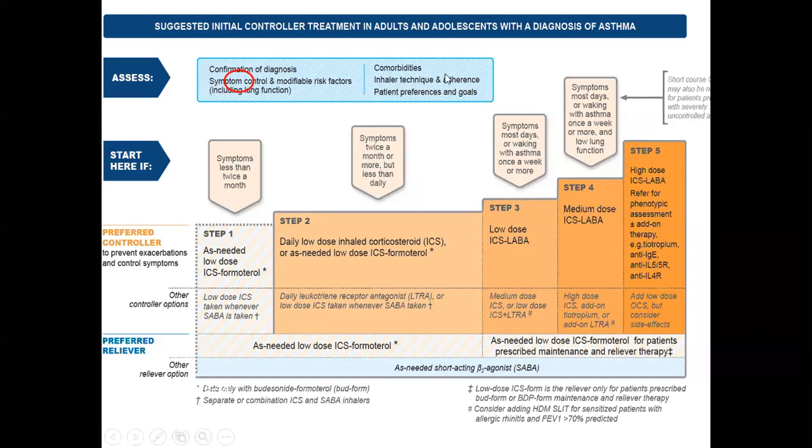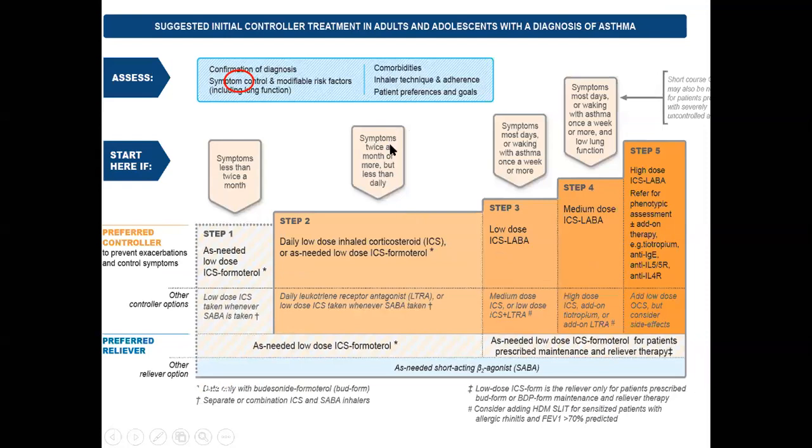Okay, so where am I going to start with step 1? Where am I going to do step 2, step 3, step 4? If there are going to be symptoms less than twice a month, I am going to just give whenever there are symptoms.